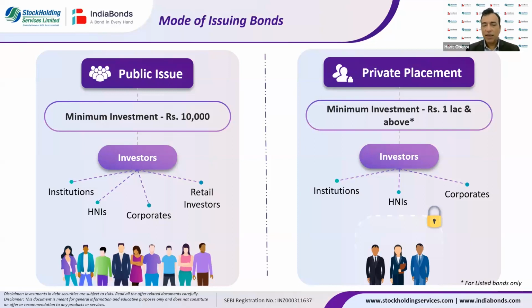The second most largely used format of bond issuance is the private placement mechanism. How it happens is, in a private placement, generally the bonds are issued to larger categories of investors like institutions, corporates and HNIs. However, the bonds can be available in the secondary market for retail investors as well. The face value when it comes to private placements of bonds is 1 lakh and above. It can be 1 lakh, it can be 10 lakhs, and in some cases it can be 1 crore as well. However, these are the two major formats of bonds coming into the market.